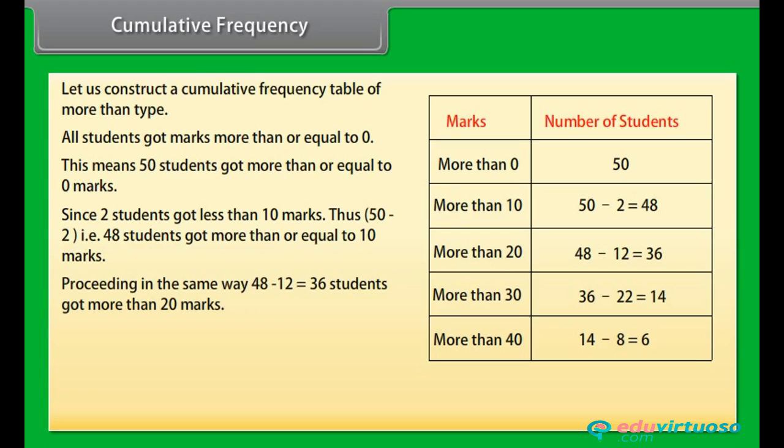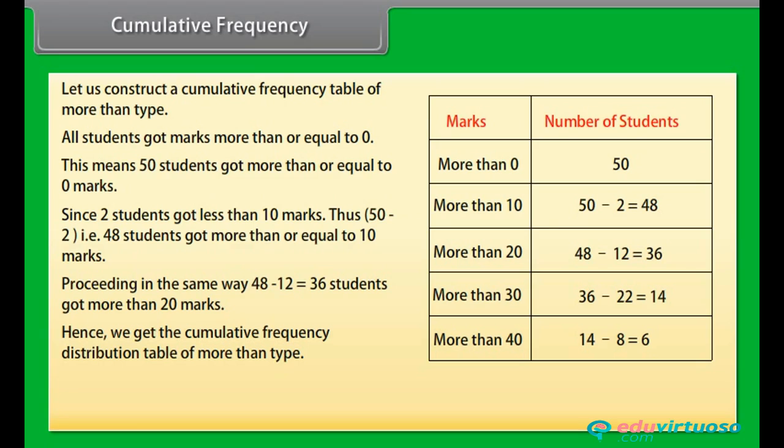Proceeding in the same way, 48 minus 12 equals 36 students got more than 20 marks. Hence, we get the cumulative frequency distribution table of more than type. For marks more than 0, number of students are 50. For marks more than 10, number of students are 50 minus 2 equals 48.